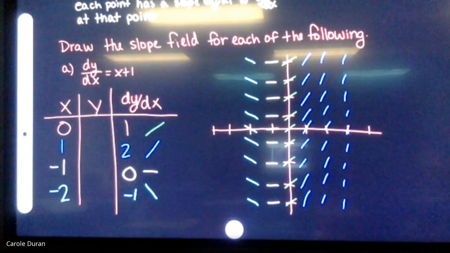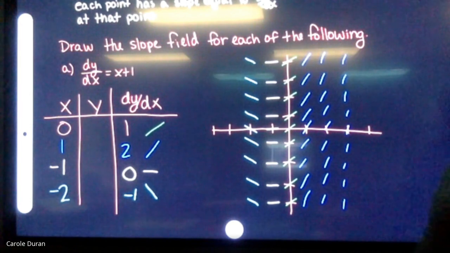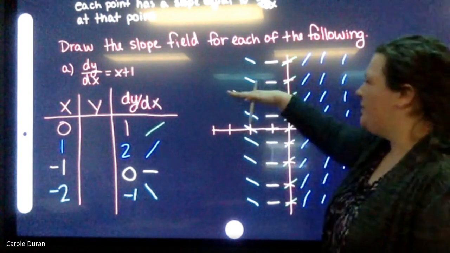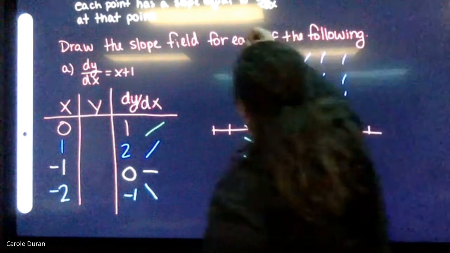And then we can plug in -3. What happens when I plug in -3? I'm going to get a line that has a slope of -2, which means it's going to be a more steep version of this line. So I can just go ahead and draw that.